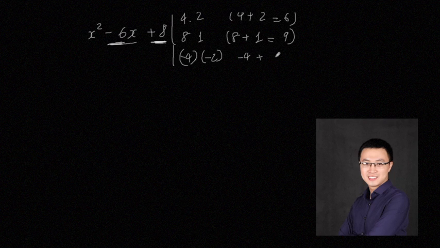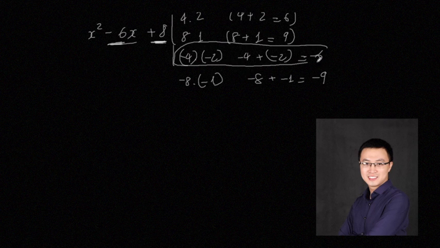Minus 4 plus minus 2, you get minus 6. Or the last one is minus 8 times minus 1, minus 8 plus minus 1 equals minus 9. So in this case, we have minus 4 and minus 2, the sum of them is equal to minus 6. So I will separate minus 6 into minus 2x and minus 4x. Okay, that is a tip to work very quickly with factorization. You can apply it for this one.